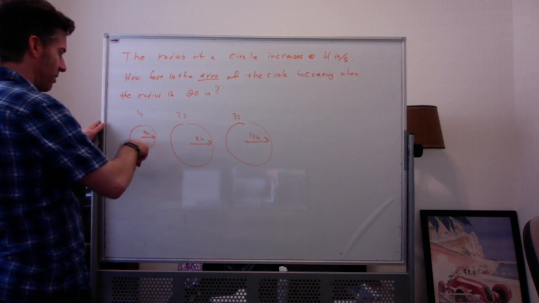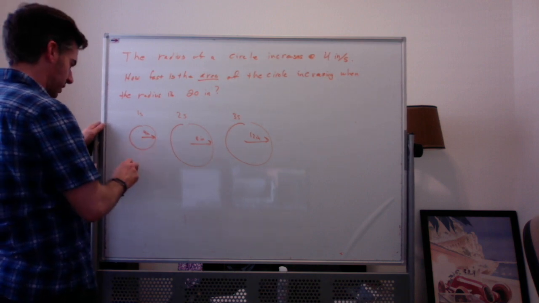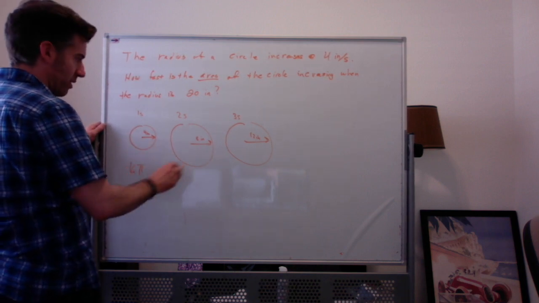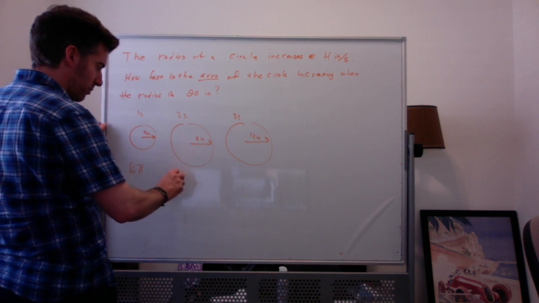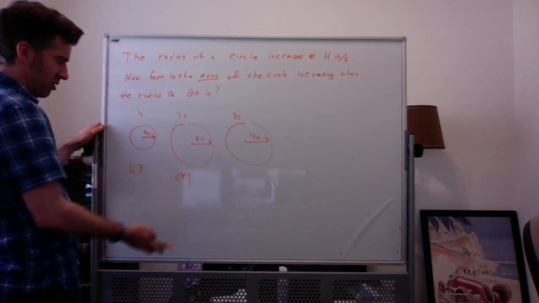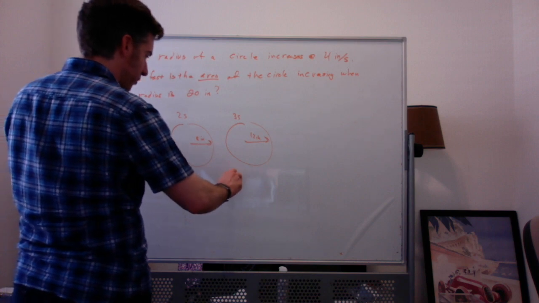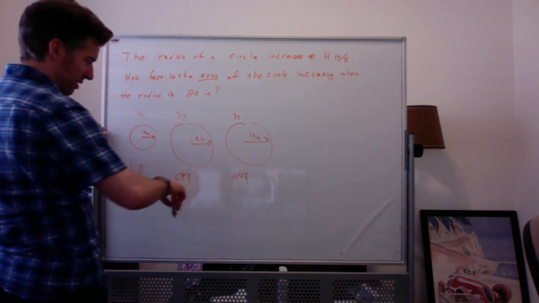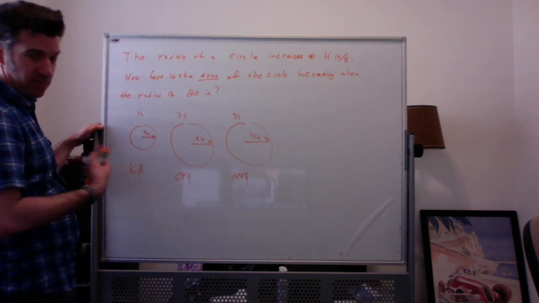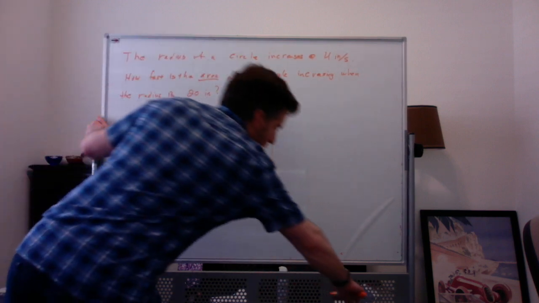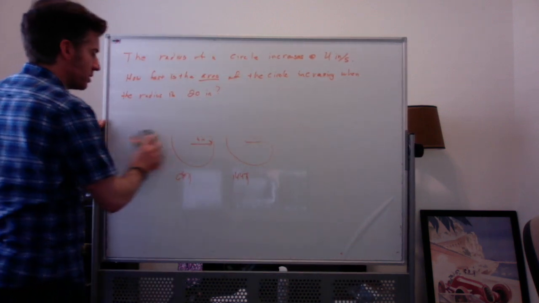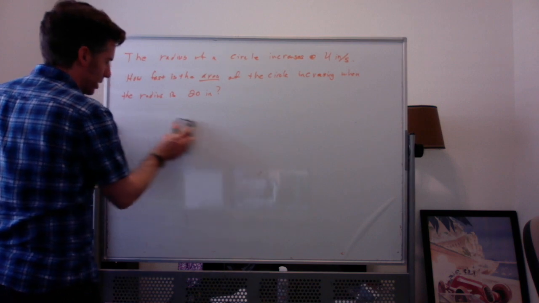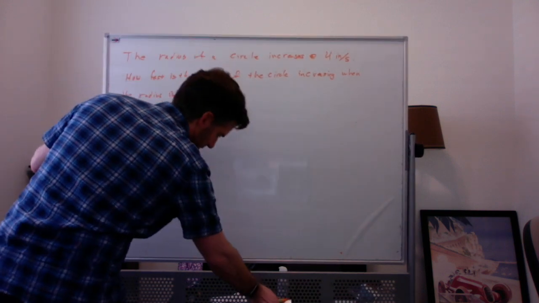But the area, pi r squared, here is 16 pi inches squared. Here would be 64 pi inches squared, and that increased by 48 pi. Here would be 144 pi, which is going to be like 80 pi or more. So we're increasing more and more every time. So what we need to do is write some relations. It's called related rates for a reason.